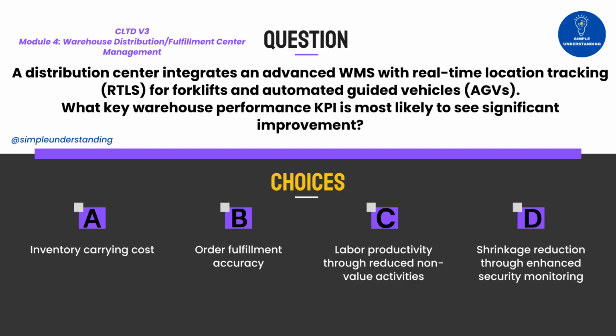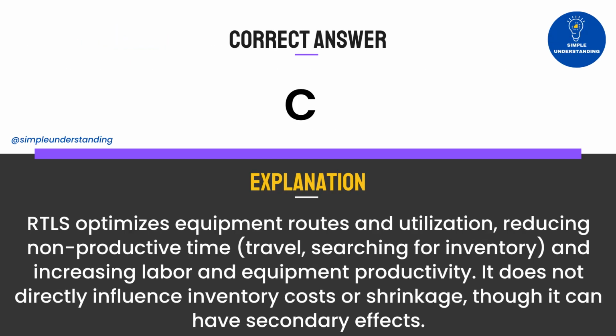Correct answer: C. Explanation: RTLS optimizes equipment routes and utilization, reducing non-productive time, travel, and searching for inventory, and increasing labor and equipment productivity. It does not directly influence inventory costs or shrinkage, though it can have secondary effects.